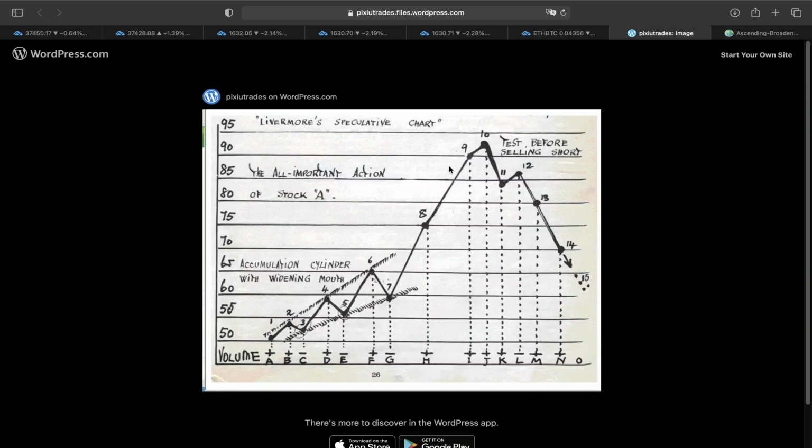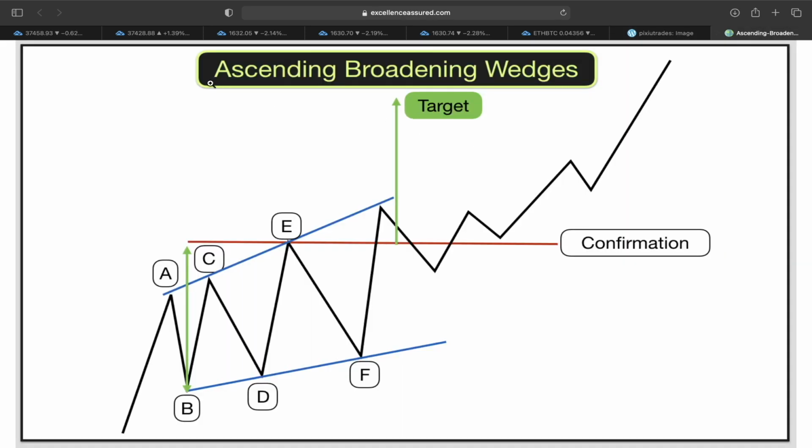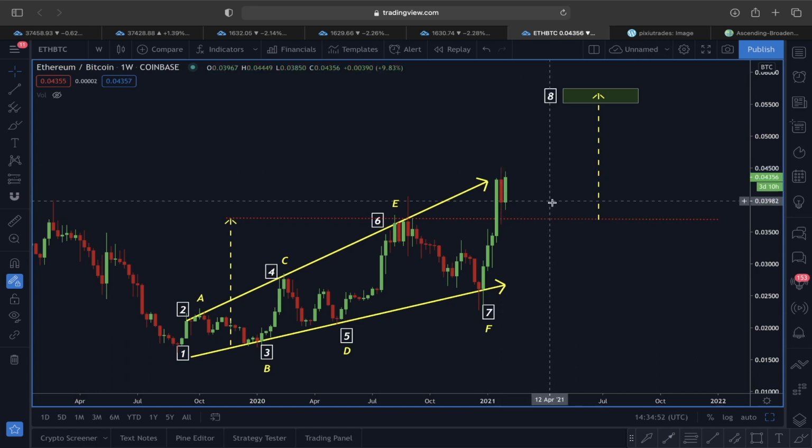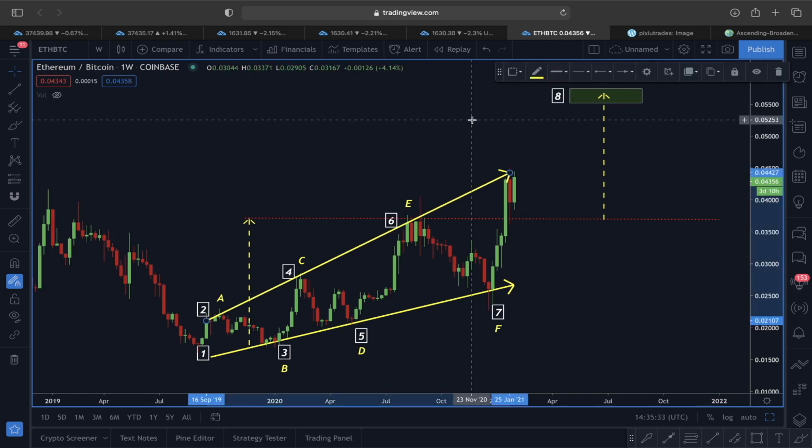At least, let's say if this is not going to play out as a Livermore speculative chart and it's going to play out only as an ascending broadening wedge reaching the pointed area, this is still showing that the Ether Bitcoin chart right now looks pretty bullish. So this means Ether still has potential to continue further in an upper direction. So right now, this is what I see looking at the price action of Bitcoin, Ether, and this Ether Bitcoin chart.